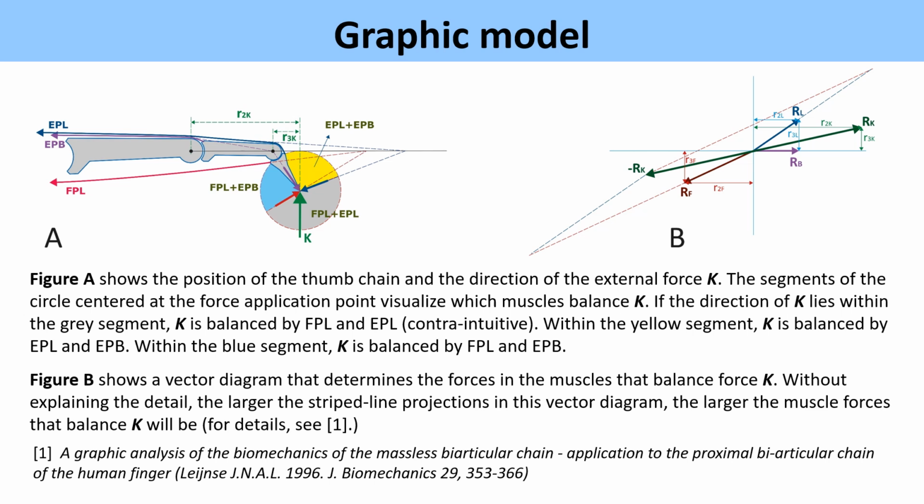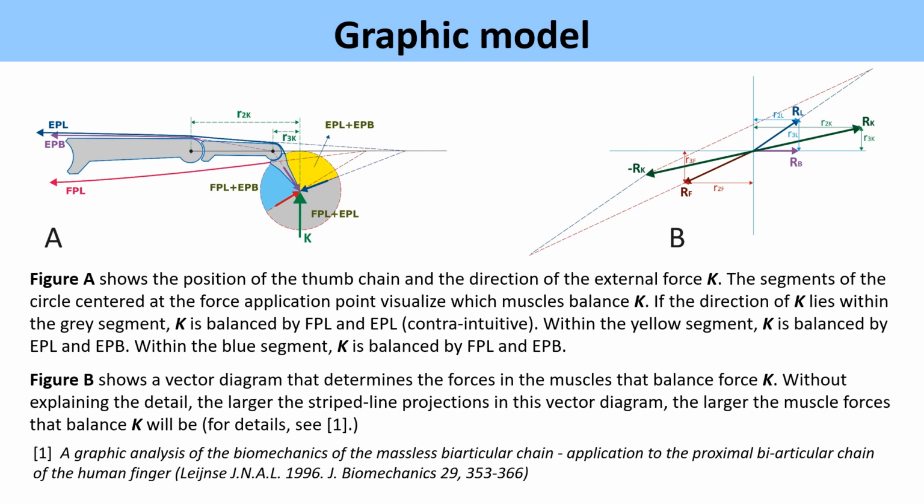All results of the model simulations can be visualized in two figures. Figure A shows the position of the thumb chain and the direction of the external force K. The segments of the circle centered at the force application point visualize which muscles balance K. If the direction of K lies within the gray segment, K is balanced by FPL and EPL, which is counterintuitive.